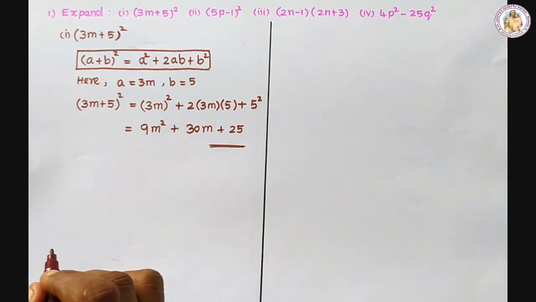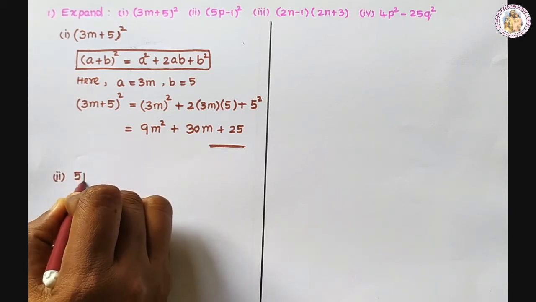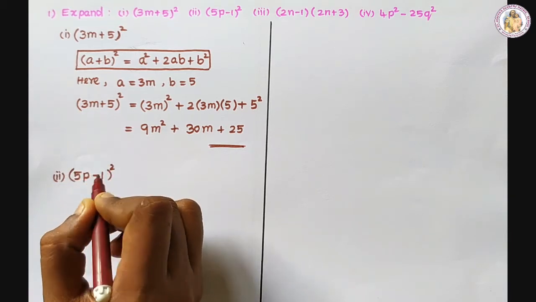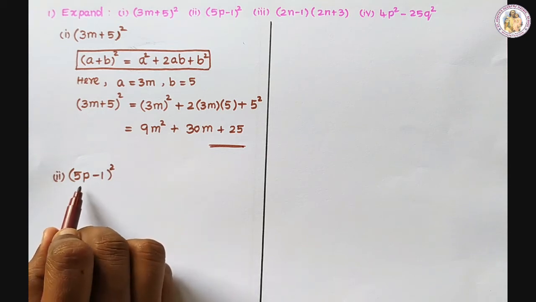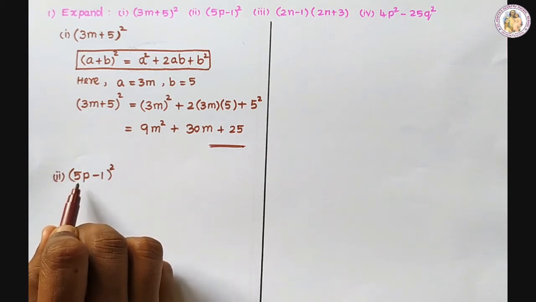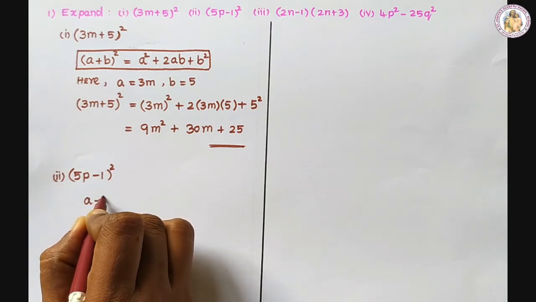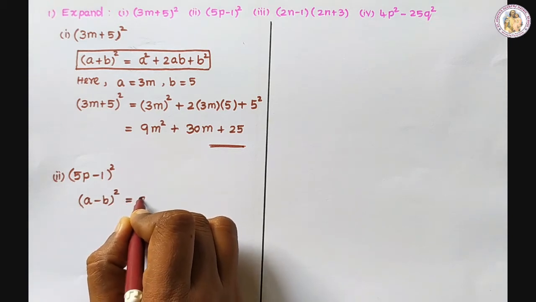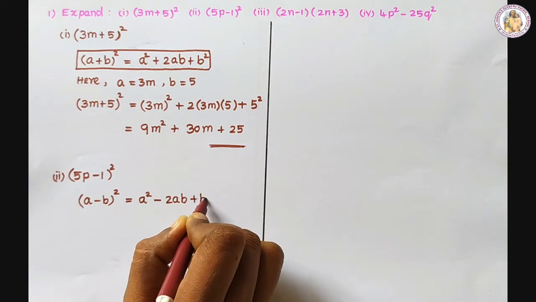Next one. 5p minus 1 whole squared. Here what formula we can use? That is a minus b whole squared, that is equal to a squared minus 2ab plus b squared.